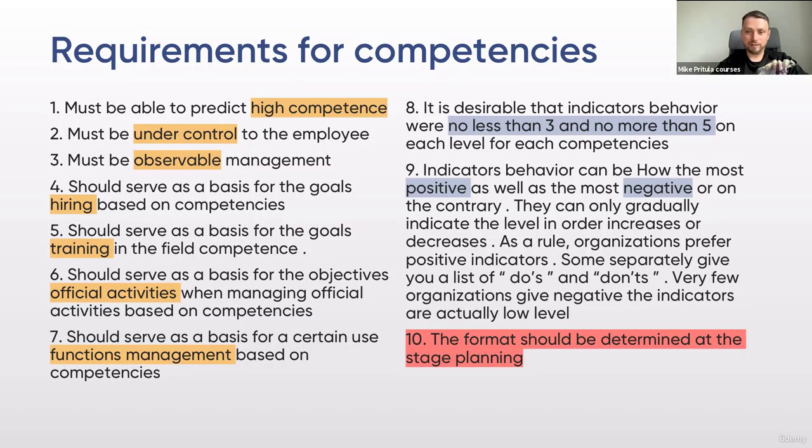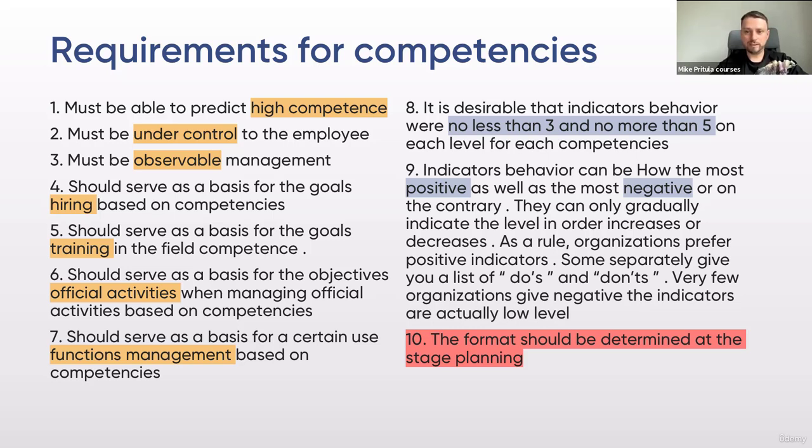Competency requirements. Once you've described your competencies, you need to go through this checklist. It should be able to predict high competence. It must be under the employee's control, meaning they can influence it, and it must be observable by management. It should serve as a basis for competency goals, learning objectives, and performance management. That is, it should be something you can communicate to a person so they understand what's expected of them. Also, it should be usable for competency-based management.